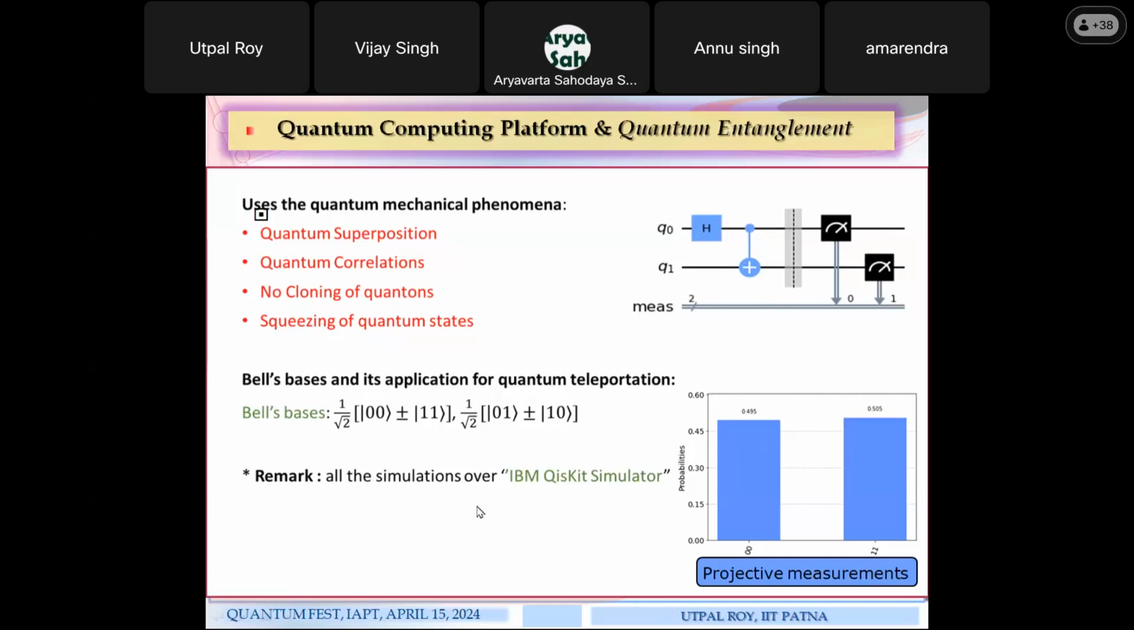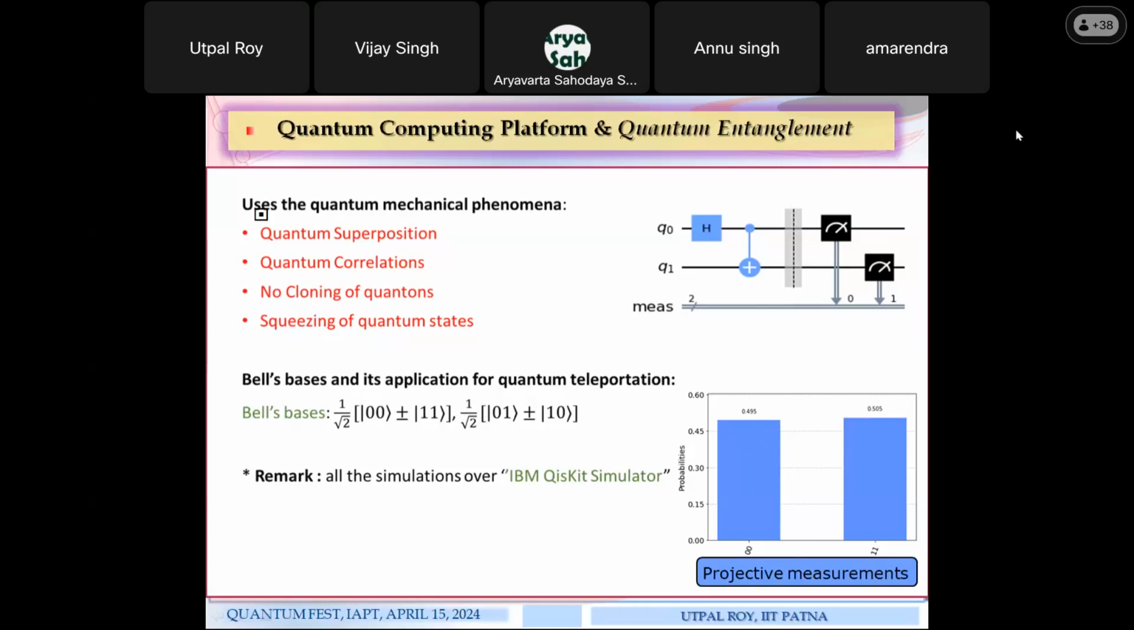And now it is also possible in today's time that you can freely have the IBM Qiskit simulator, and you put the same circuit over there. It will give you the probability. You see that it is almost half and half. So this is actually 1 upon root 2, so the probability is half. If you square 1 upon root 2, that will give you half.